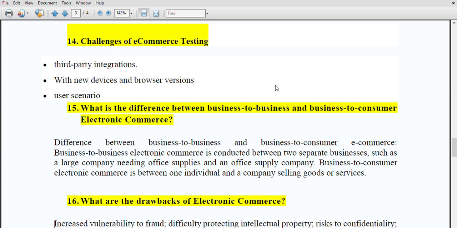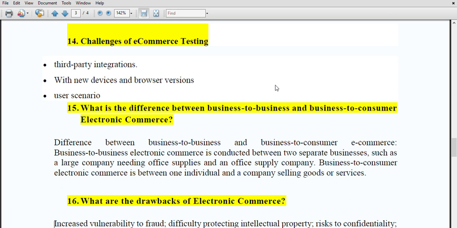Then the next question is, what is the difference between business to business and business to consumer? So in business to business, it is conducted between two separate businesses or companies, and in business to consumer, it directly interacts with the consumer. For example, Flipkart or Amazon.